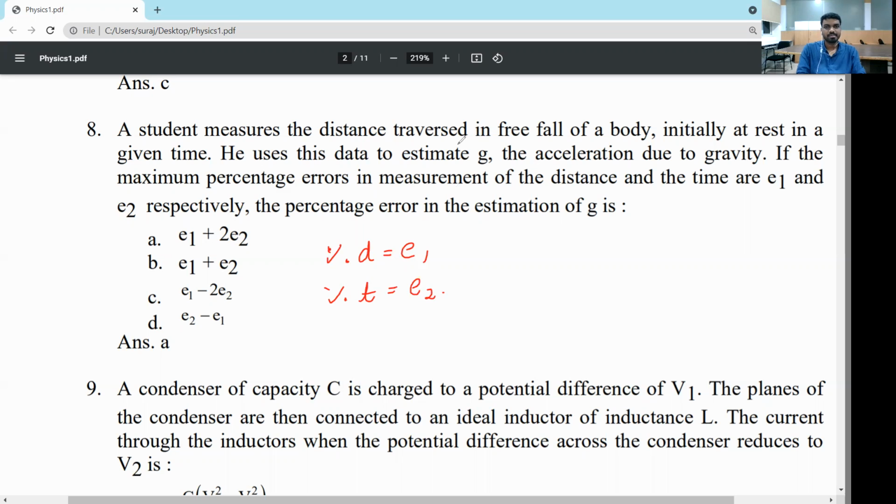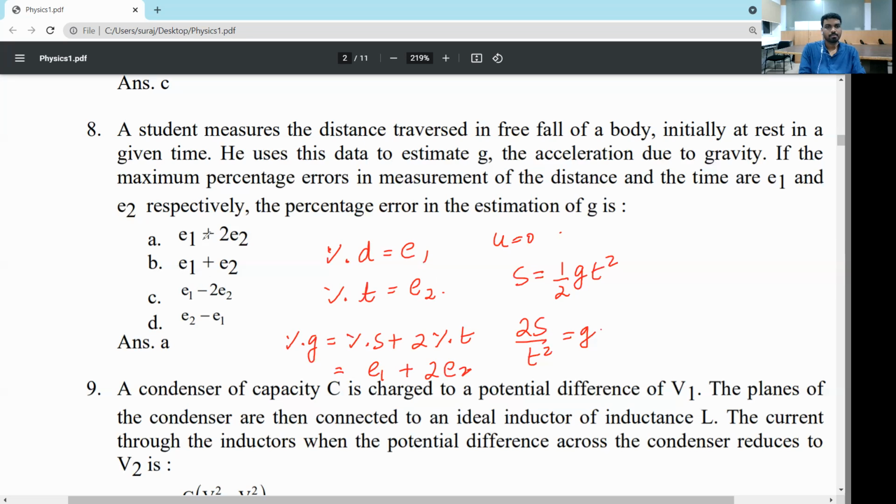So the student measures the distance traveled in free fall by a body initially at rest. u is given how much? 0. s equal to ut plus half at square, that means half g t square. So this becomes 2s by t square equal to g. So I can write percentage error in g equal to percentage error in s plus 2 times the percentage error in t. What is the percentage error in s? E1, plus twice the percentage error in t, which is E2. E1 plus twice of it.